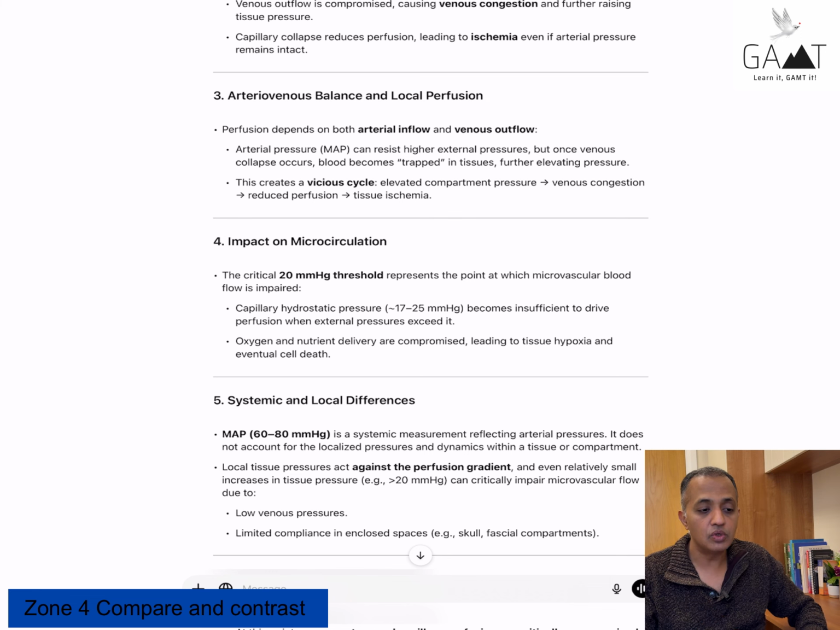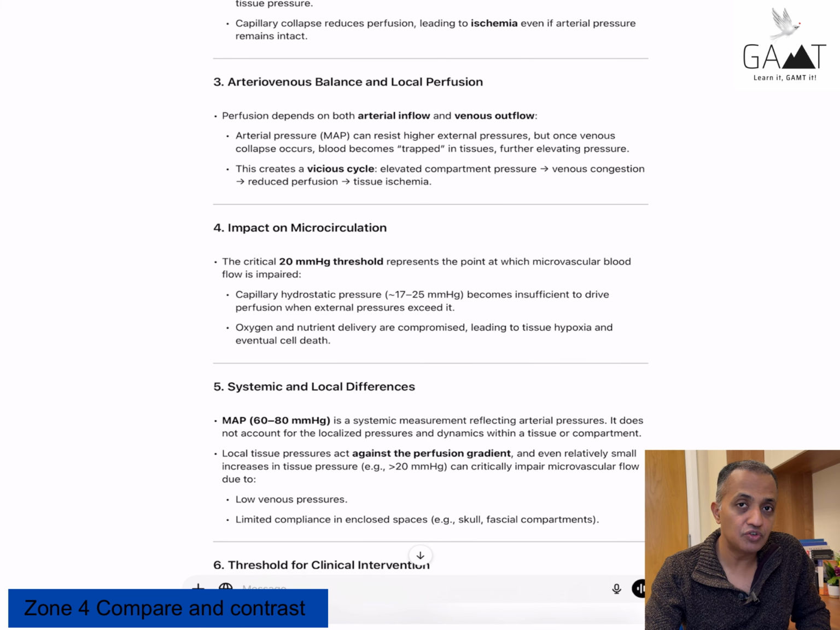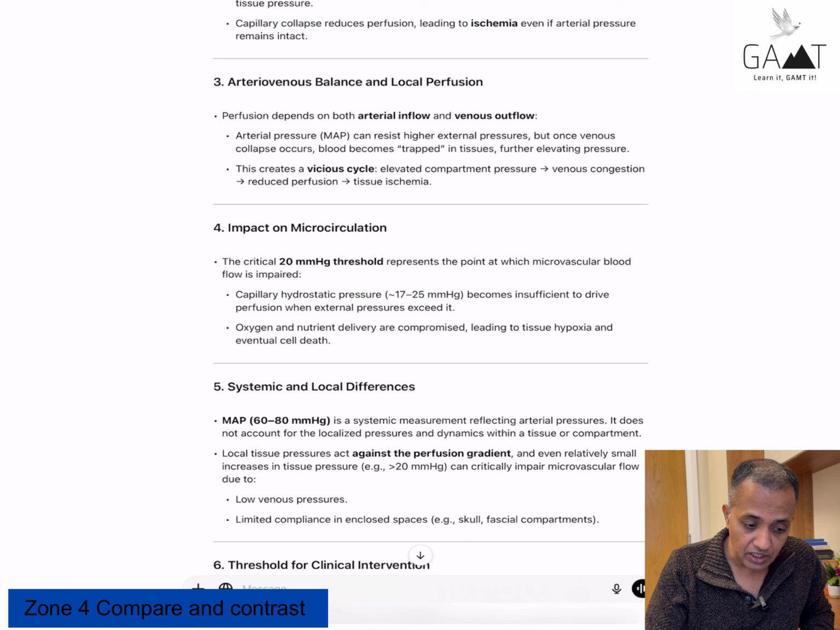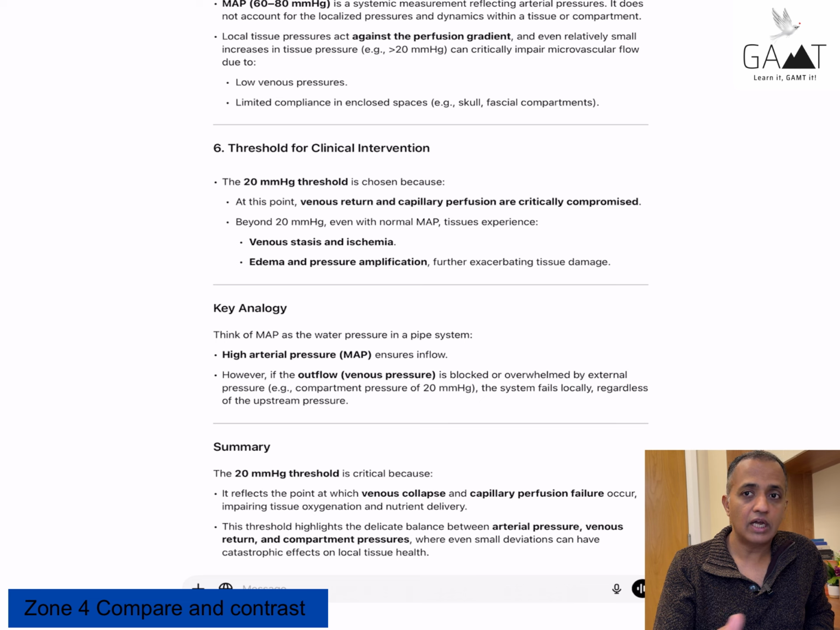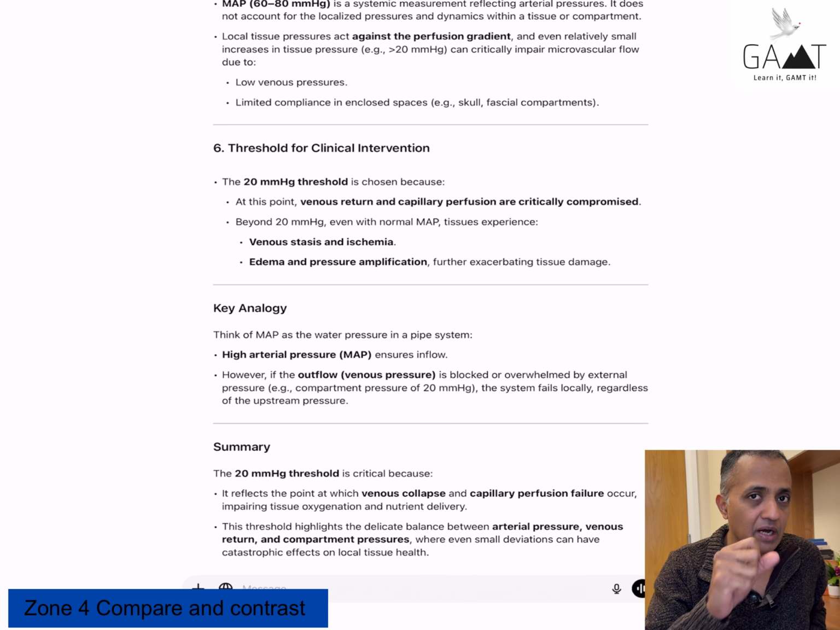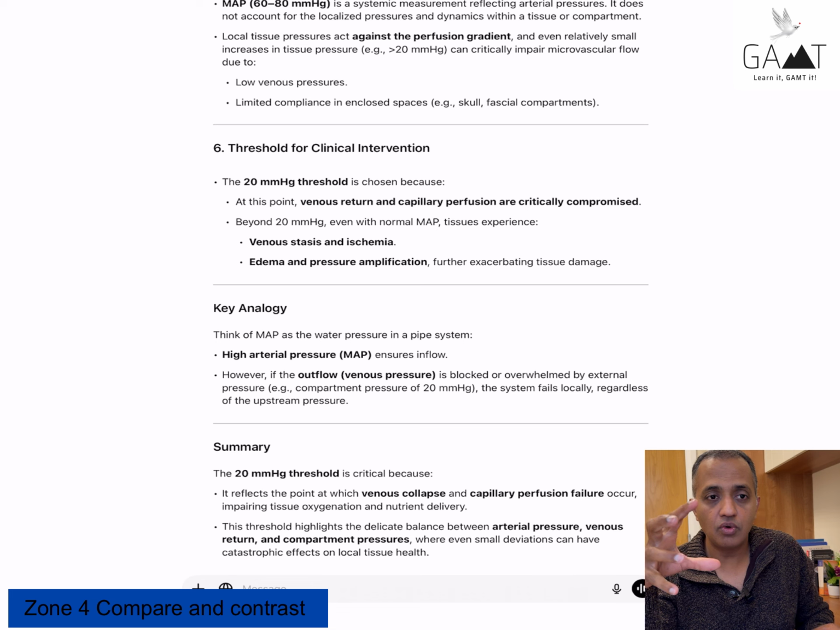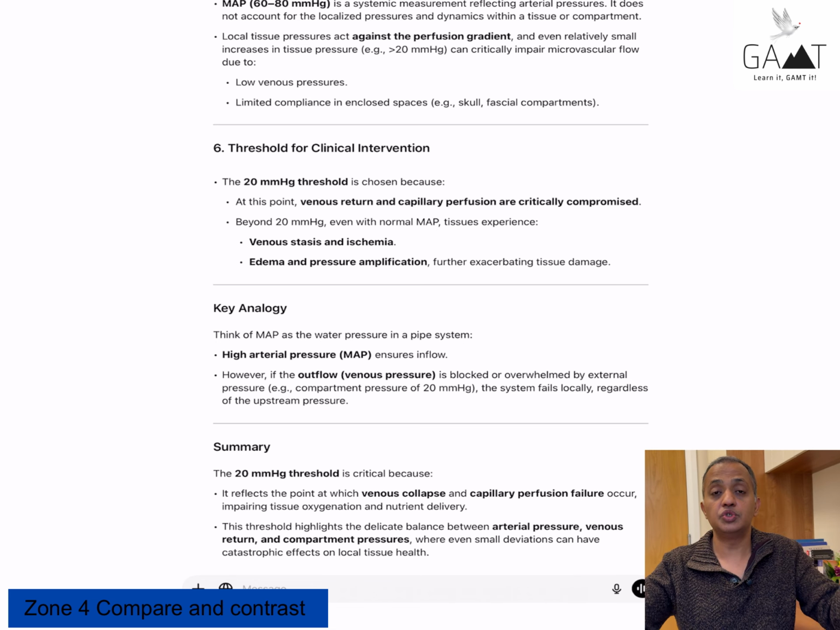Ooh, that's very cool. The capillary hydrostatic pressure is 15 to 25 millimeters of mercury. So that really explains it. When your capillary perfusion gets impaired, the tissues become hypoxic. MAP is a systemic measurement that does not account for localized pressure dynamics within the tissue compartment. Makes sense. Local pressures act against the perfusion pressure. So let's say intracranial pressure is 20. Your capillary perfusion is already starting to get impaired. Even up to 25, you can get a bit of capillary perfusion, but then you start obstructing the venous return, you start getting congestion, and you override the compensating mechanisms. Very quickly, you start getting tissue ischemia and hypoperfusion, and worse outcomes.